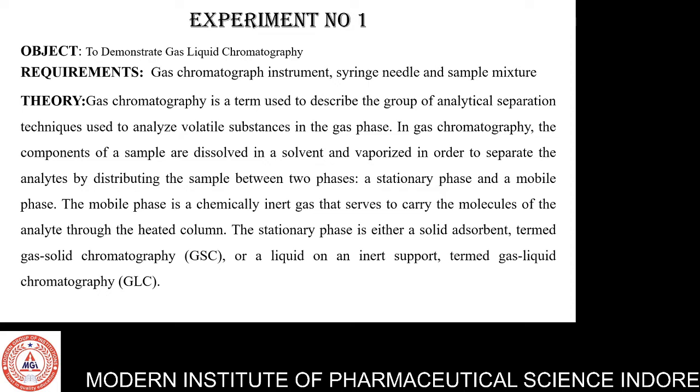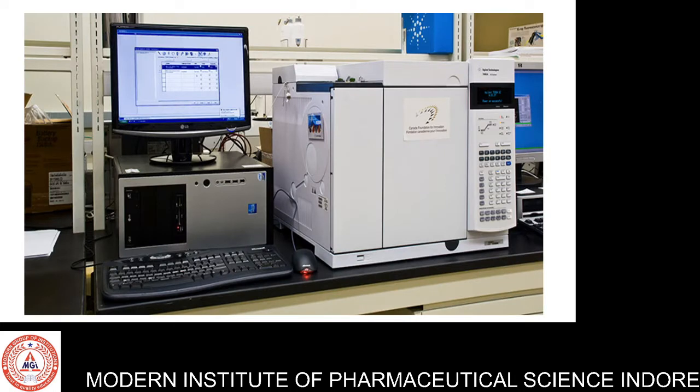Mobile phase is a chemically inert gas that serves to carry the molecules of the analyte through the heated column. And stationary phase is either a solid adsorbent, termed gas solid chromatography, or a liquid on an inert support, termed gas liquid chromatography, which is GLC. This is the instrument of gas chromatography, which is used for the separation of a mixture of volatile substances.